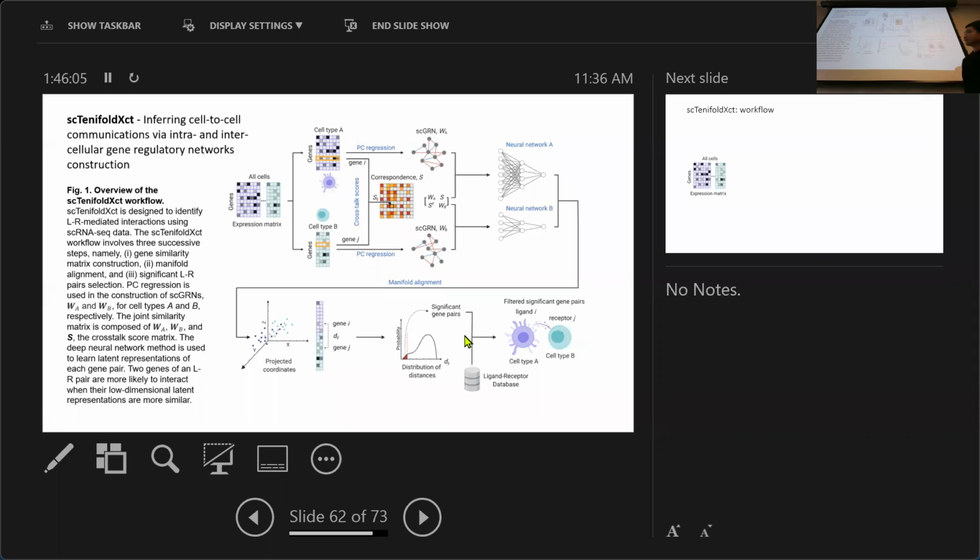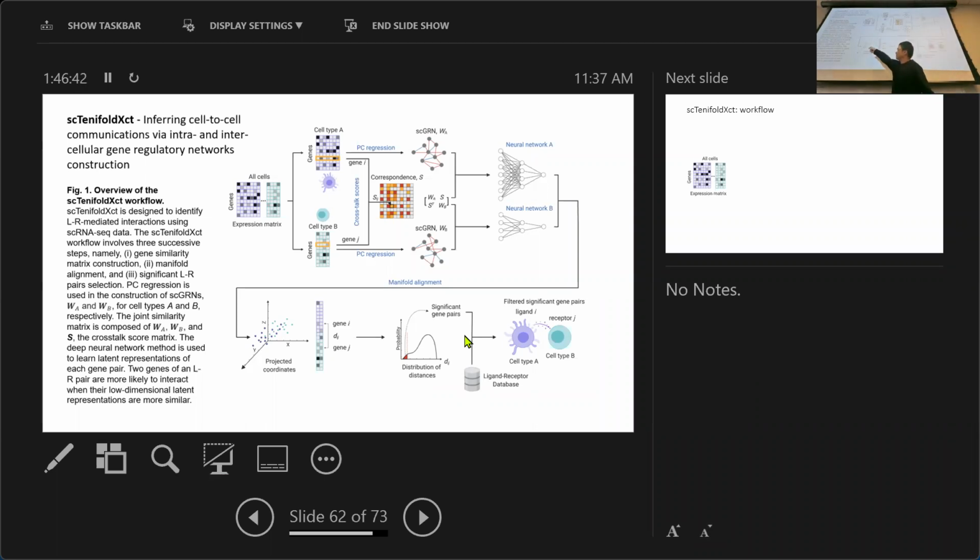The basic motivation behind developing such a tool is that we want to integrate the neural network, the modern machine learning framework, into the inference. As you can see, there are two neural networks, but the big picture underlying this framework is that we want to project two SEGRN, the gene regulatory networks of cell type A and B, into a unified low-dimensional space.